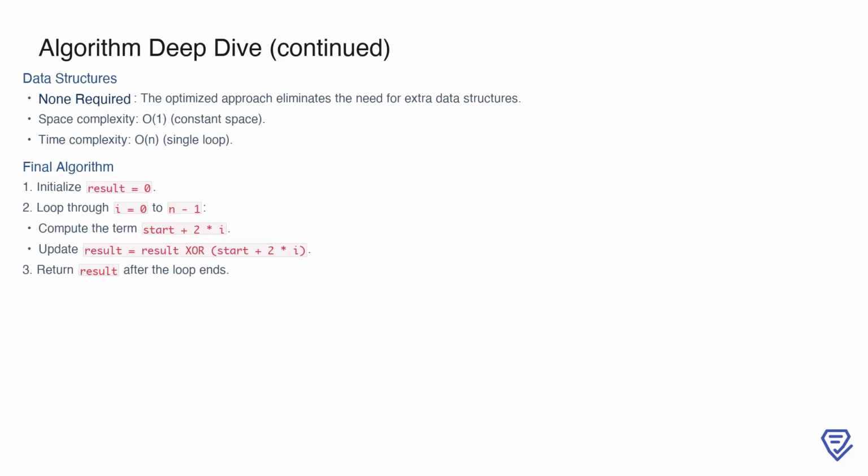Here's how the algorithm looks. We initialize result to 0. Then, we loop from i = 0 to n-1. For each iteration, we compute the term start + 2 * i dynamically and update result with the XOR of this value. After the loop ends, we simply return the value of result. This approach is efficient and avoids unnecessary overhead, making it suitable for large inputs.